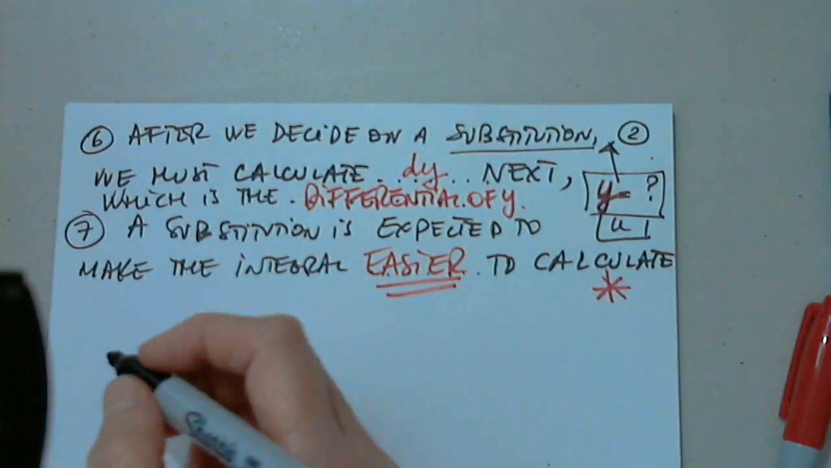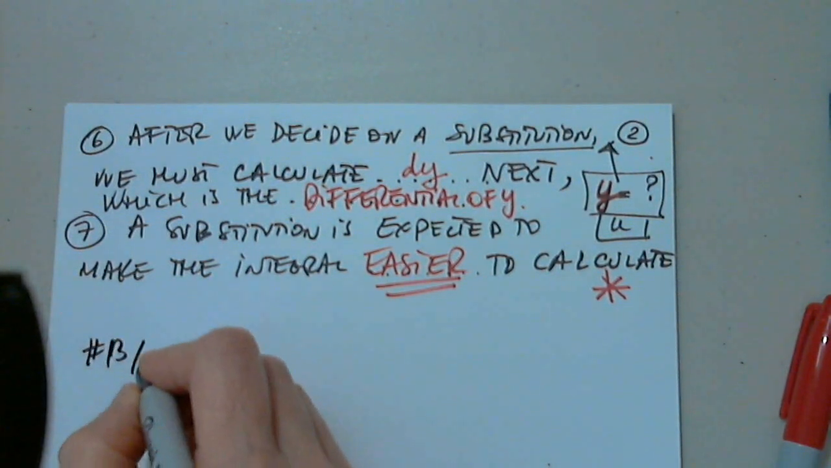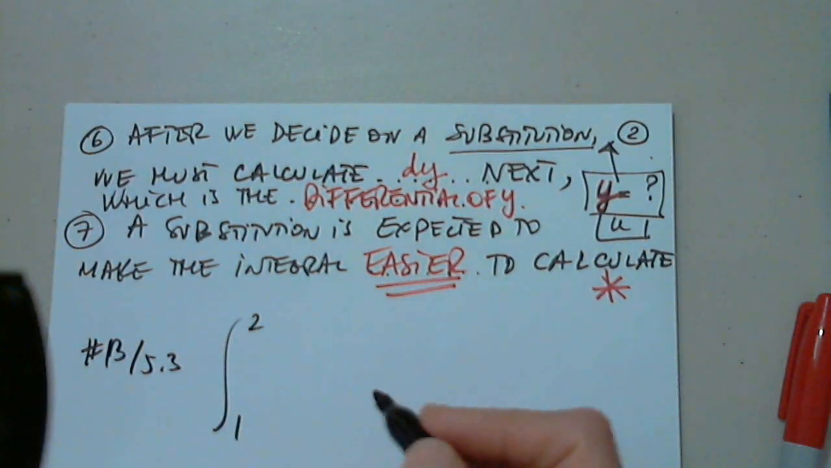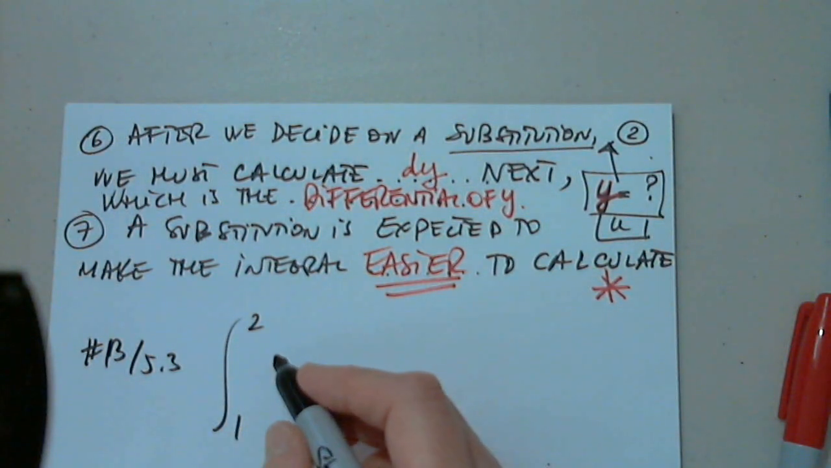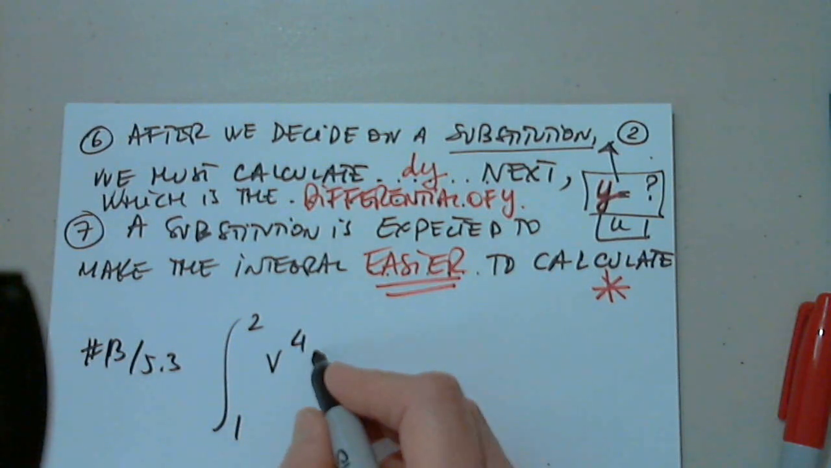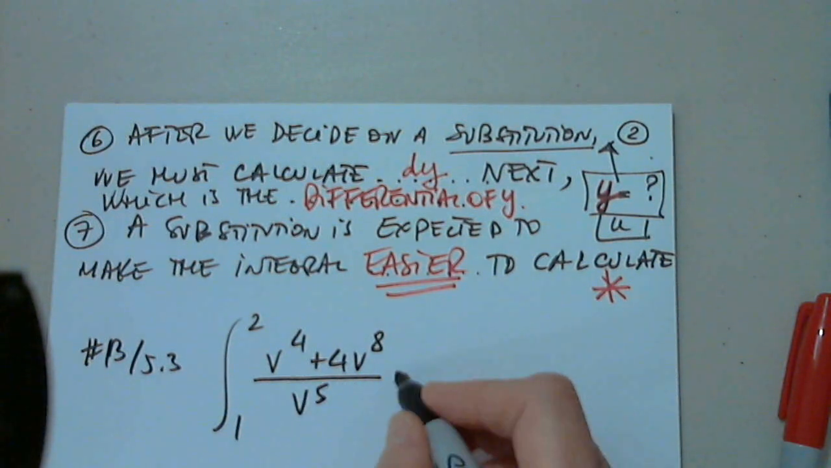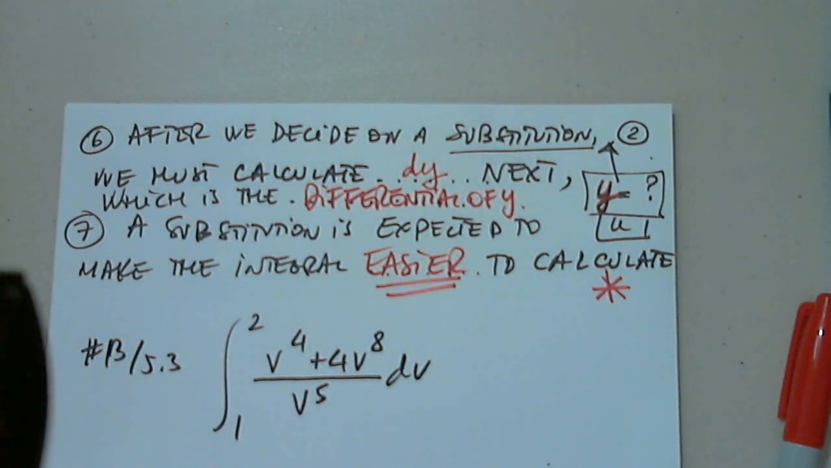It's number 13 in 5.3. It's the integral from 1 to 2 of v to the 4th plus 4v to the 8th over v to the 5th dv. Perfect. I'm trying to open the book and it's frozen. Okay, it just came up. I just want to have this open in the background so it's ready.